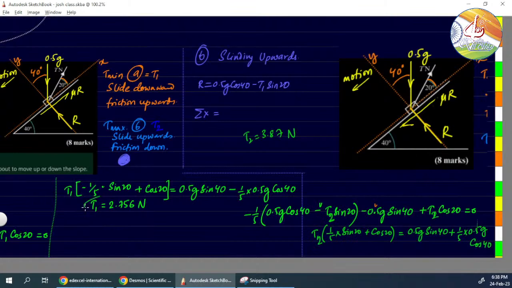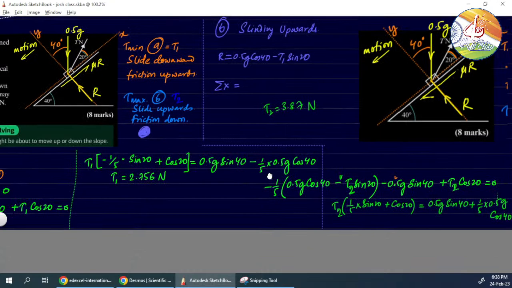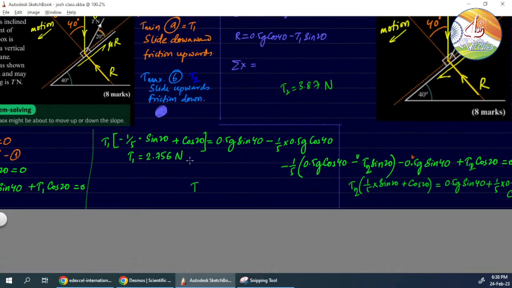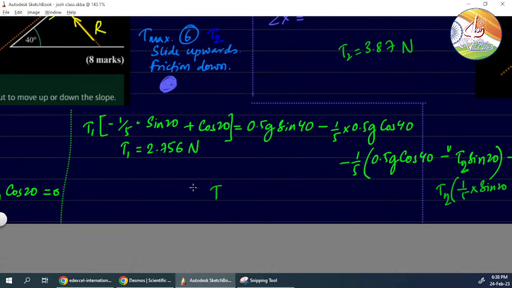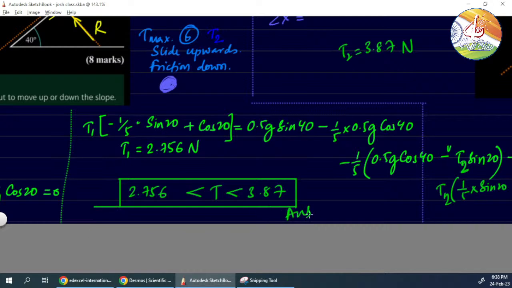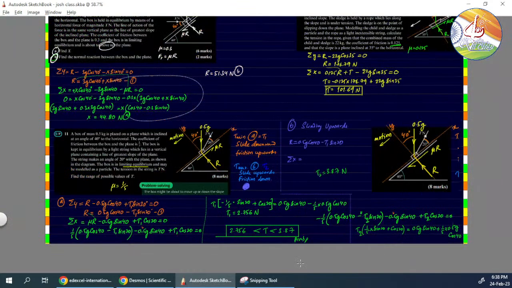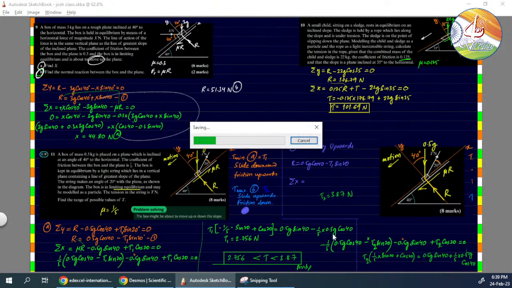Okay, so minimum value is 2.756, maximum value is this much. So the tension will always remain within these limits. Okay, so tension will be greater than 2.756, but it will be less than 3.87. So this is our answer. Okay, so 11th problem solved.